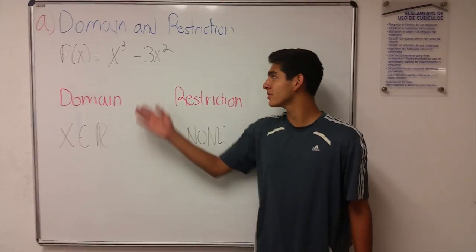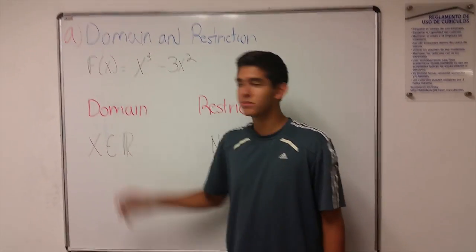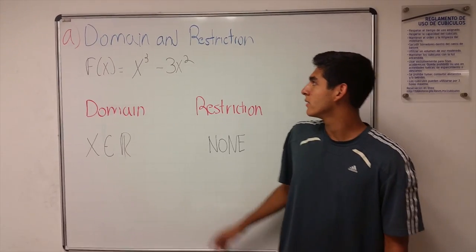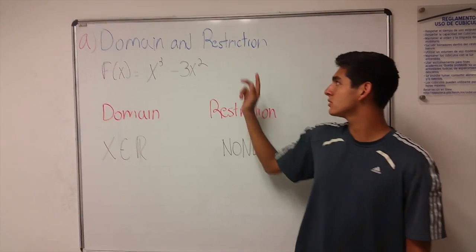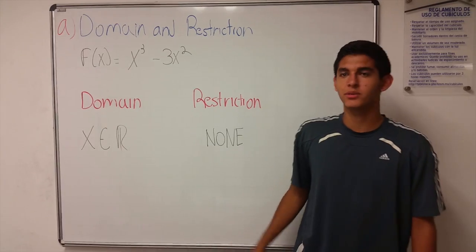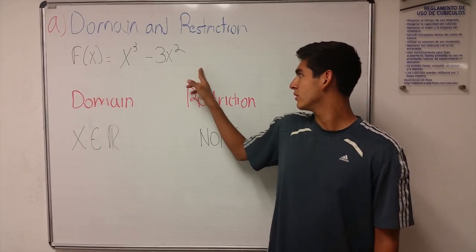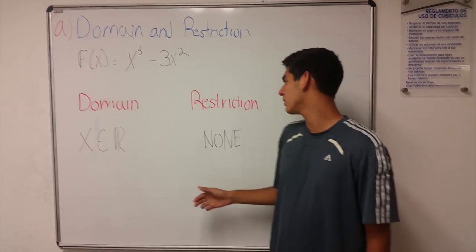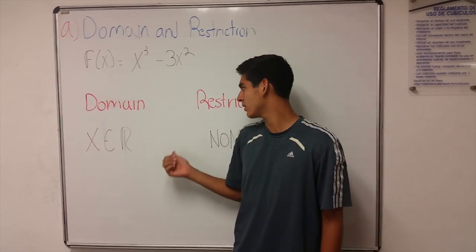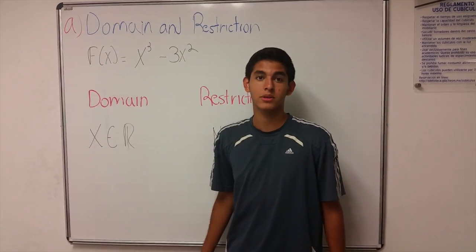This is the function we're going to be working with in this partial project. And the first point asks us what's the domain and the restriction, and we can see that since it's a polynomial function, there is no restriction, therefore its domain is all real numbers.